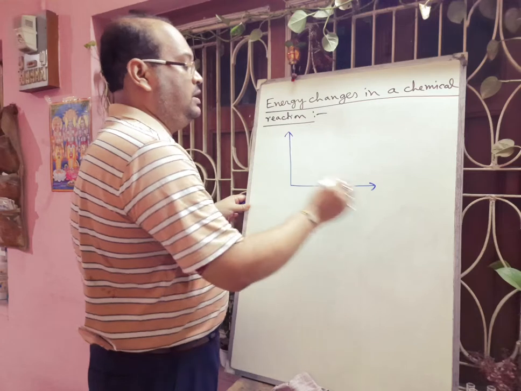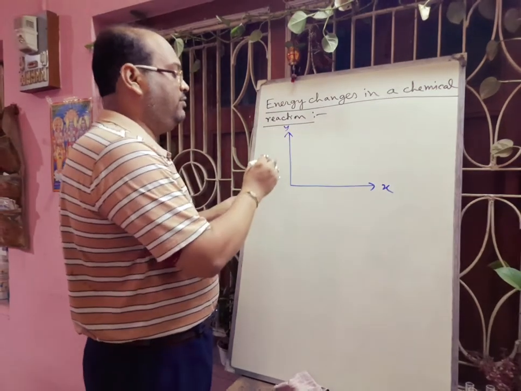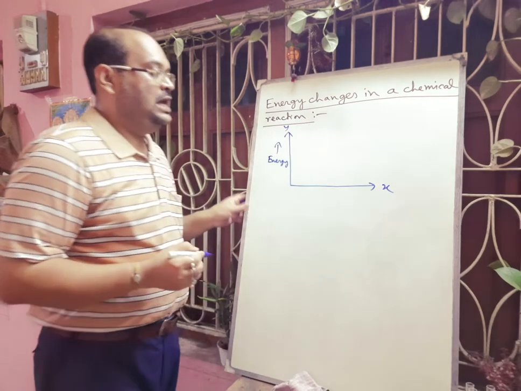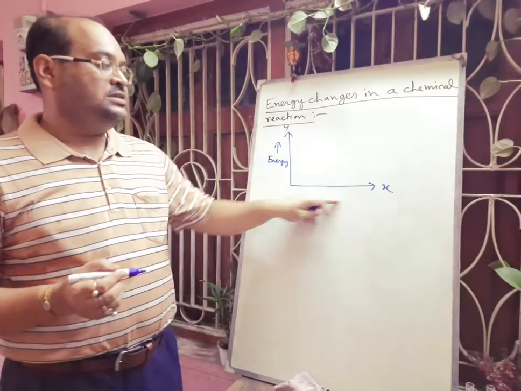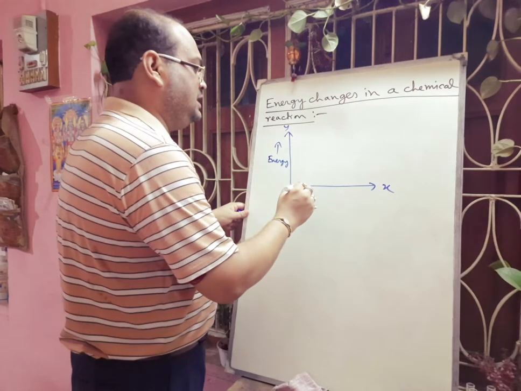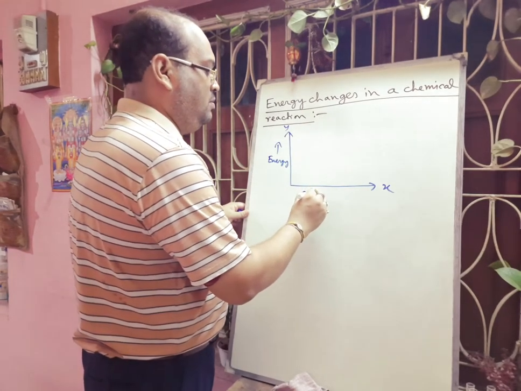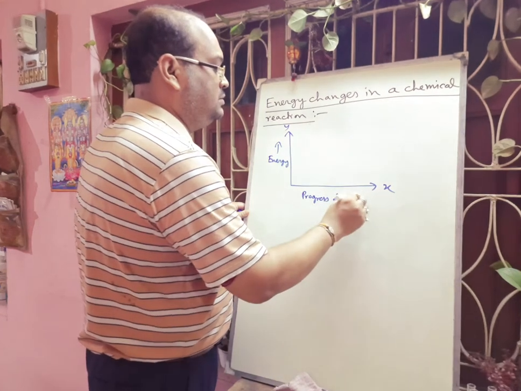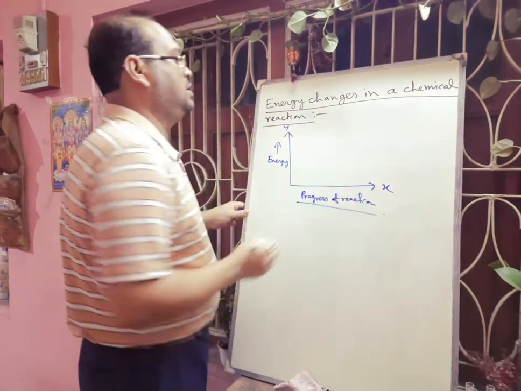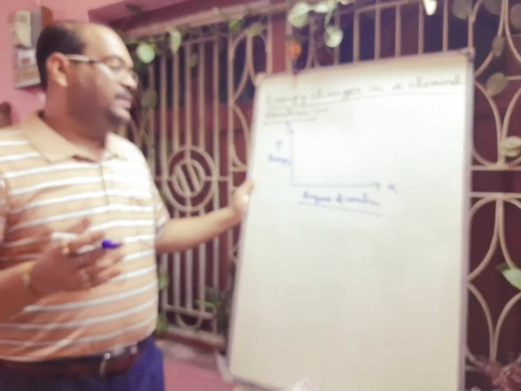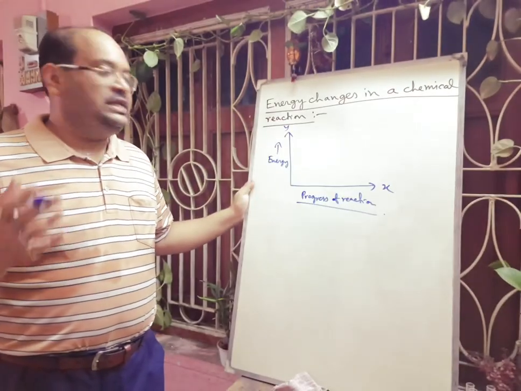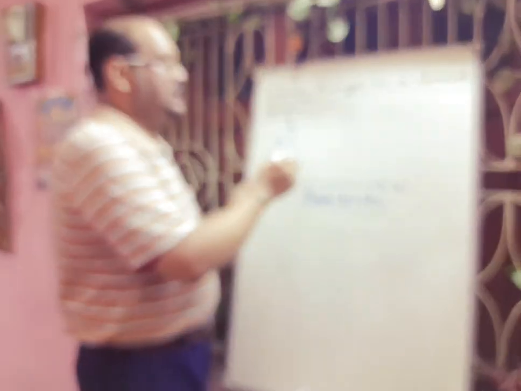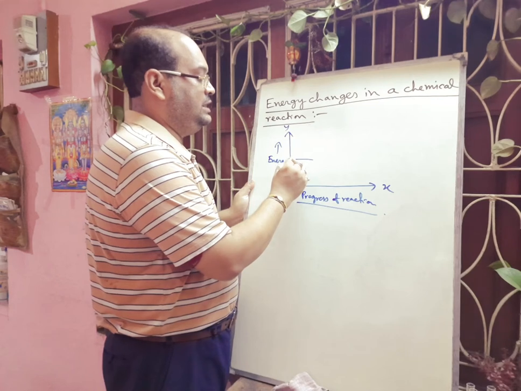This is the x-axis and this is the y-axis. So we are plotting energy along the y-axis, and this is the progress of the reaction, that is the reaction coordinate. Progress of reaction. Now definitely the reactant material will have some energy. Suppose this is the energy state of the reactant.